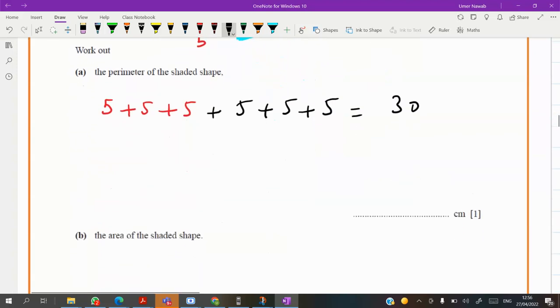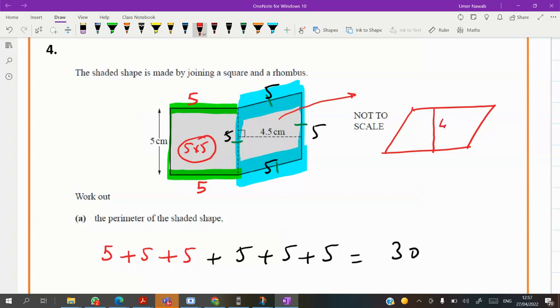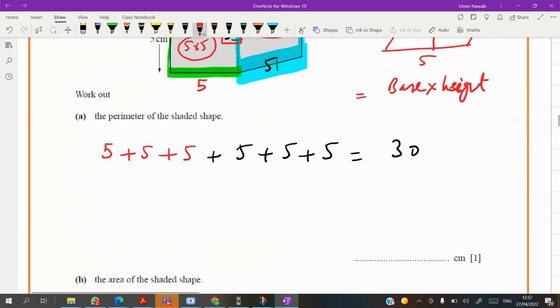Next thing is area of the shape. So area of the shape, if you look into the rectangle, will be 5 times 5. And now this is a parallelogram, because rhombus is also a parallelogram. In a parallelogram, if you know the perpendicular height, which is 4.5, and if you know the base, which is 5. So 5 is my base and 4.5 is the height. The area of a parallelogram is base times height.